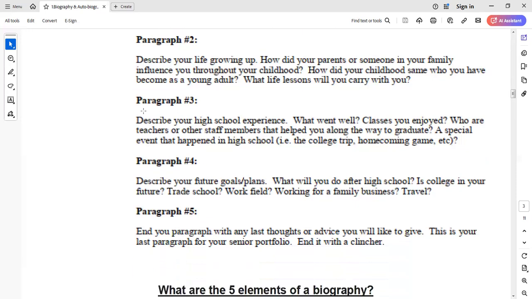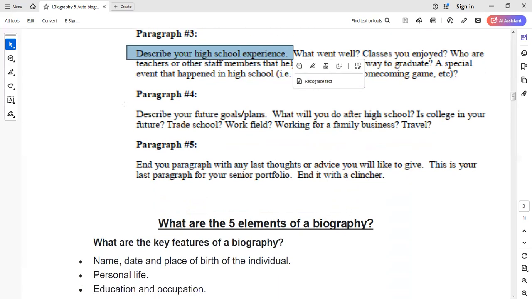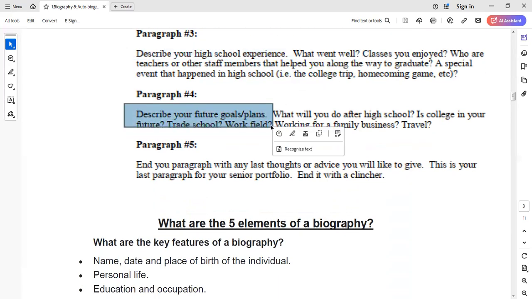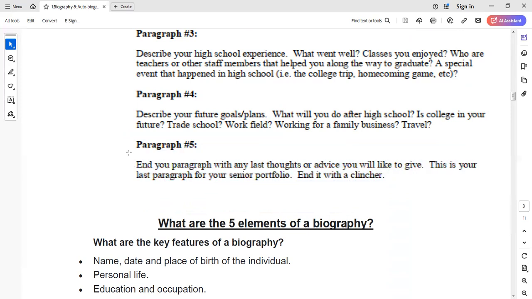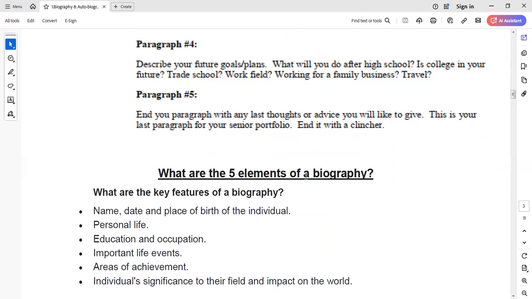And the paragraph after this, you move to describe high school experience. And then you describe your future goals or plans. And finally, you end your writing with the last thoughts or advice you like to give. This is important when you are writing: to follow a clear structure in order to get a good mark.